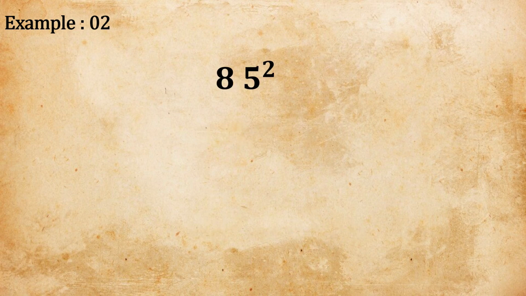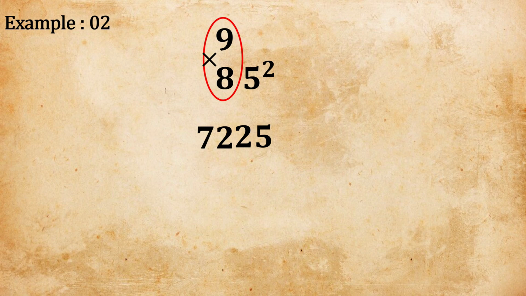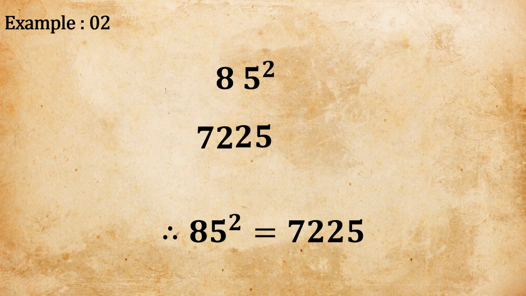Let's try another example with 85. First, write the square of 5, which is 25. Now take 8. The next number after 8 is 9. Multiply them. So 85 square equal to 7225.